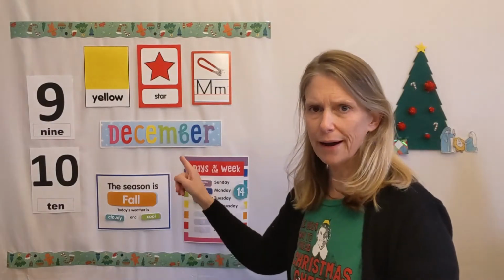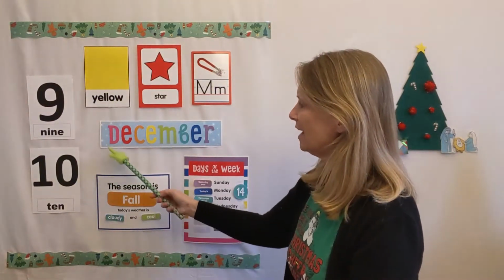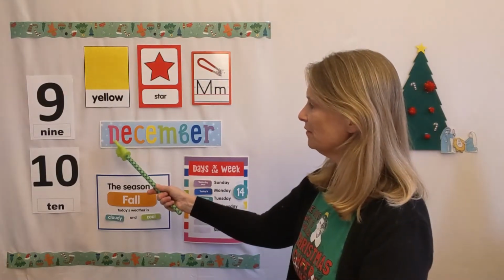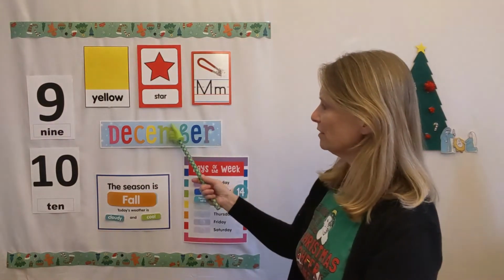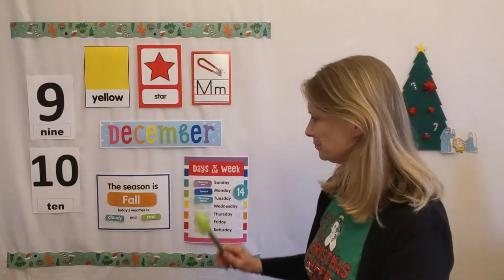All right, back to our concepts back here. We have yellow, star, M, 9, and 10. And of course, our month is the month of December. And look, tucked right into the middle of the word there is an M, a lowercase m.